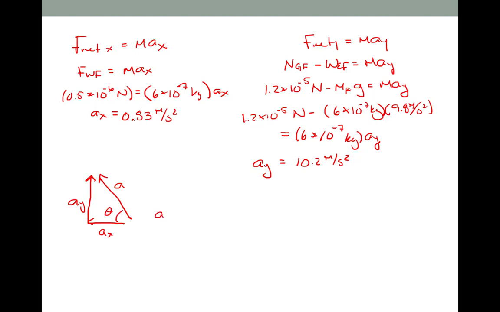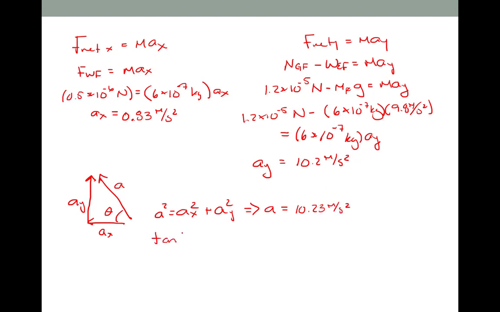So now I can use the Pythagorean theorem: a equals the square root of a x squared plus a y squared. If I plug in the 0.83 meters per second squared and the 10.2 meters per second squared, that results in the magnitude of the acceleration being 10.23 meters per second squared.